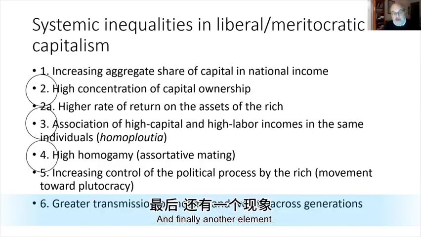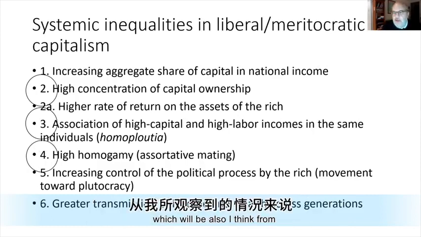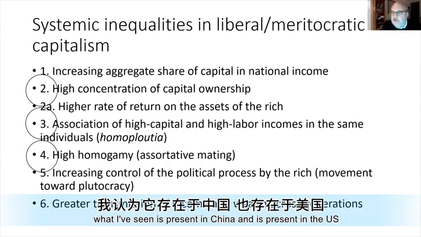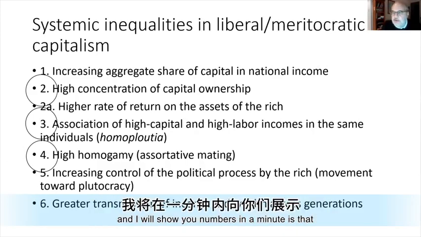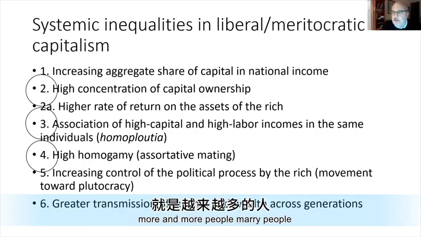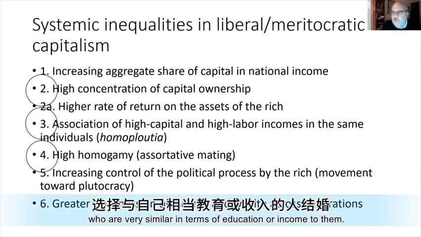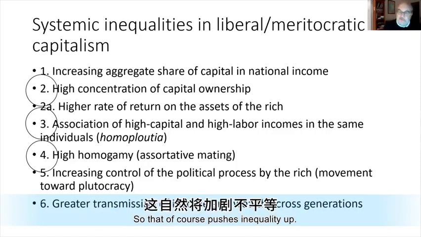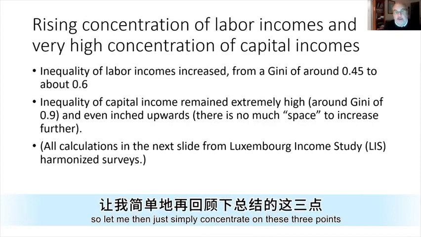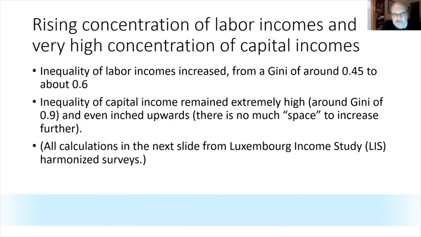And finally, another element which, from what I've seen, is present in China and is present in the US, and I will show you numbers in a minute, is that more and more people marry people who are very similar in terms of education or income to them. So that, of course, pushes inequality up. So let me then just simply concentrate on these 3 points in the case of the United States.